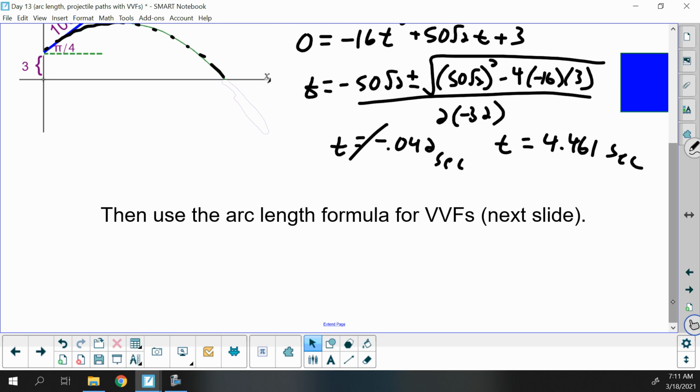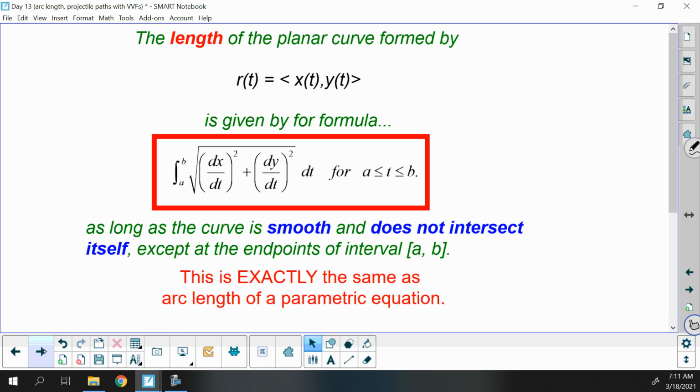So now we're going to use the arc length formula for vector valued functions. And if we look at the bottom of the page, we have that here. So it's just the integral, and you're doing the square root, and it's the x component's derivative squared plus the y component's derivative squared. This works as long as it's smooth and it doesn't intersect itself. It could potentially intersect itself at the endpoints, but in the interior, it shouldn't. And notice this is the exact same formula as our parametric arc length formula.